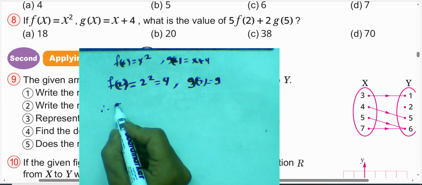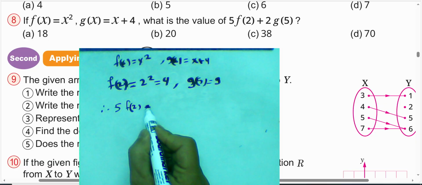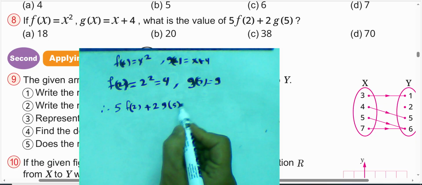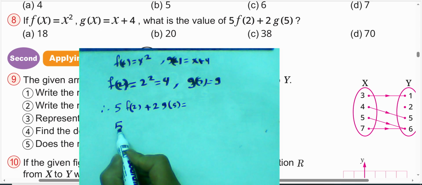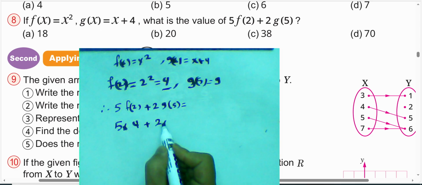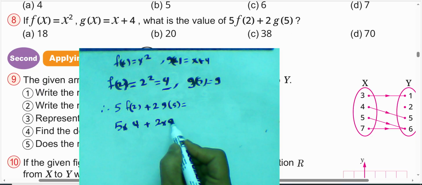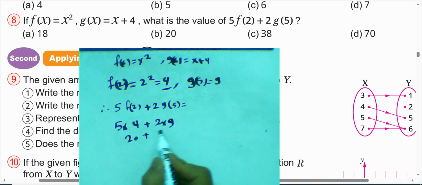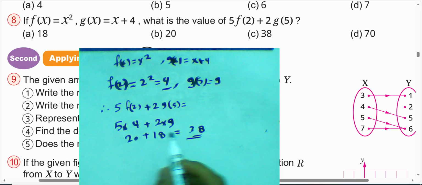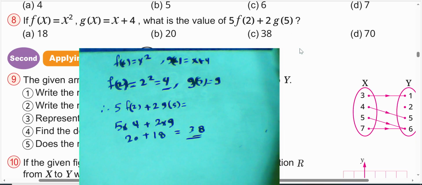Then 5 product by f of 2 plus 2 product by g of 5. 5 product by f of 2, which was 4, and 2 product by g of 5, which was 9. Then 4 times 5 is 20. 2 times 9 is 18. 8 plus 0 equals 8 and 2 plus 1 equals 3. Then the result will be 38. It shows letter C. The answer here is letter C.